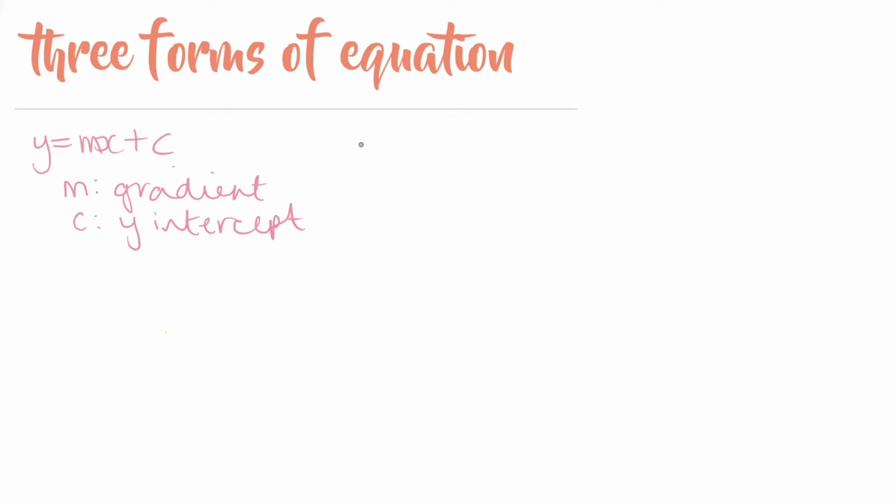The benefit of this form of the equation is that it's easy to find the gradient or the y-intercept, because you can easily just pull them out of the equation. There's no rearranging needing to do. You can just look at it. There's the m, there's the c. So if you're asked to find m or c, the gradient or the y-intercept, this is the form of the equation you want to use.